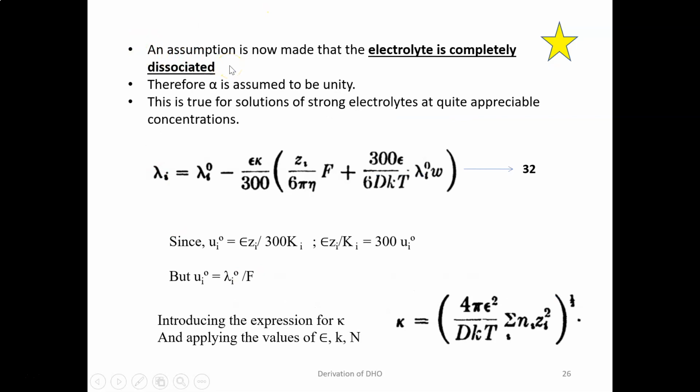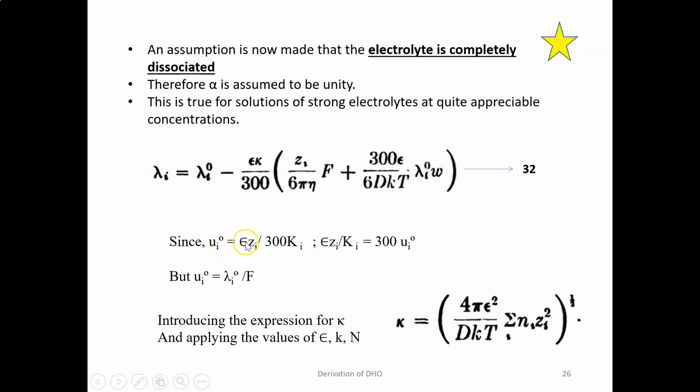And the second assumption is that the electrolyte will be completely dissociated. Therefore, alpha is assumed to be unity, and this is true for all strong electrolytes at quite appreciable concentrations, and we can have the relation lambda i is equal to lambda i0 minus epsilon Ki and kappa divided by 300 multiplied by Zi f divided by 6 pi eta plus 300 epsilon divided by 6 dkt lambda 0 i omega.